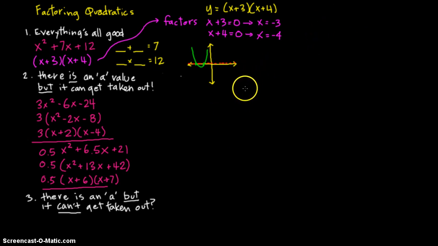This is a big one, so let's give our whole page over here to the answer. So let's look up here. 5x squared minus 7x plus 2, and I'm not going to be able to take anything out. 5 doesn't go into 7 or 2. It's ugly. What do I do?